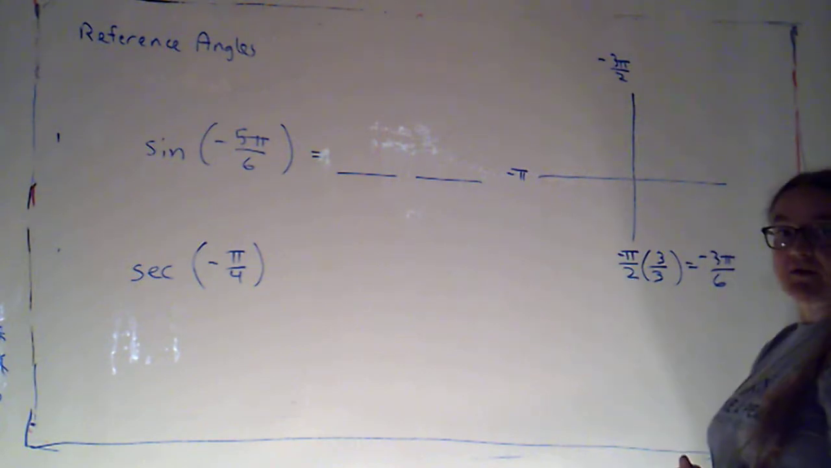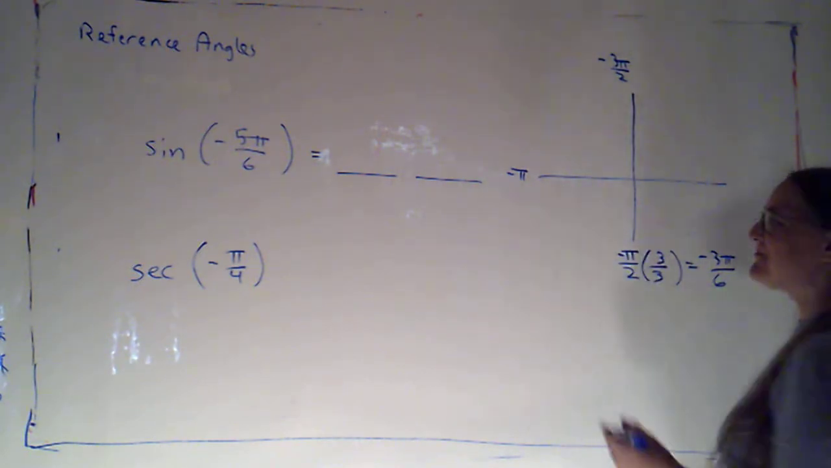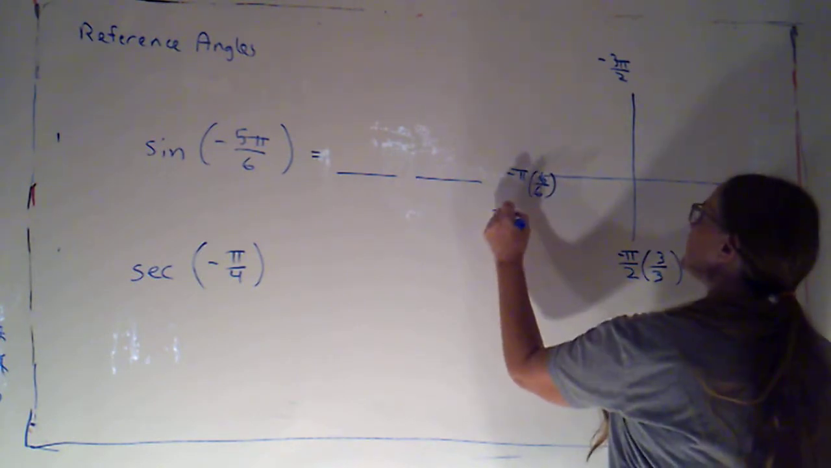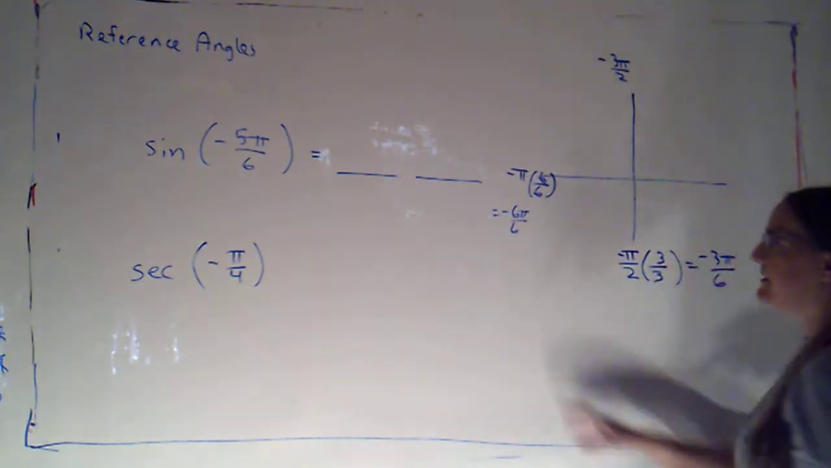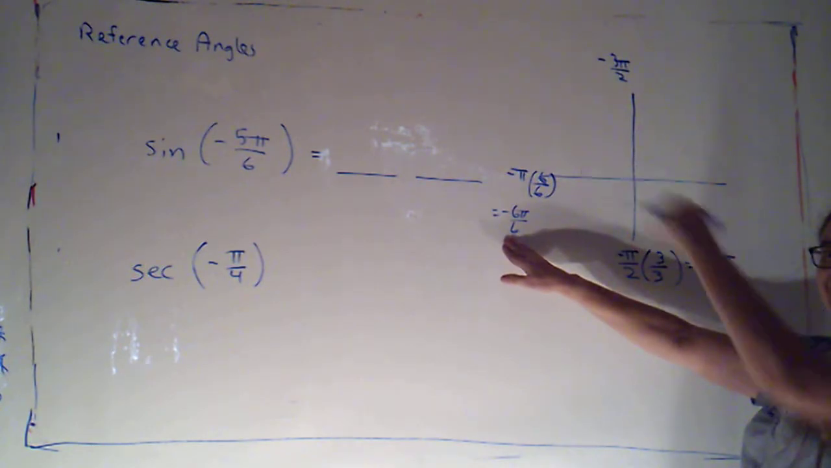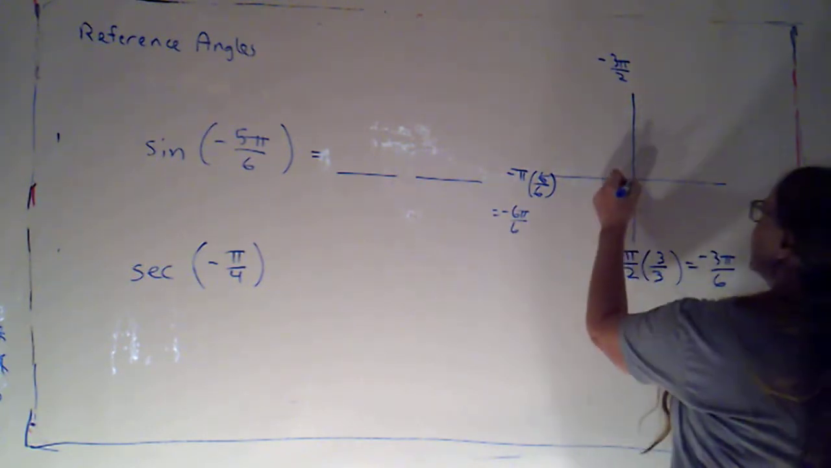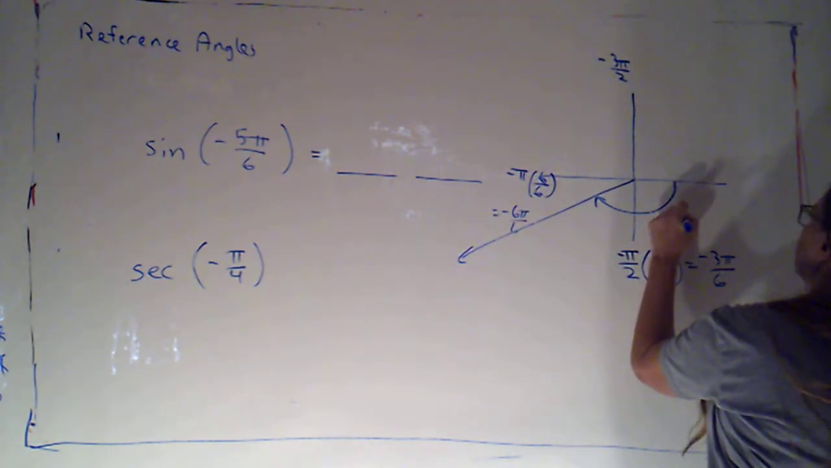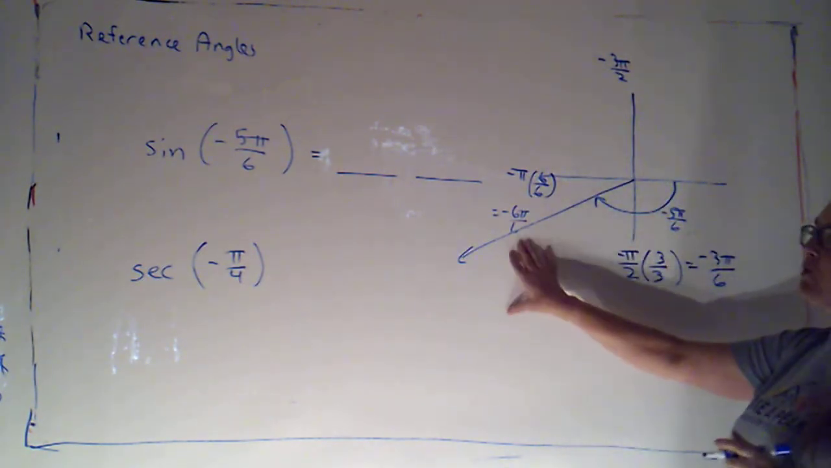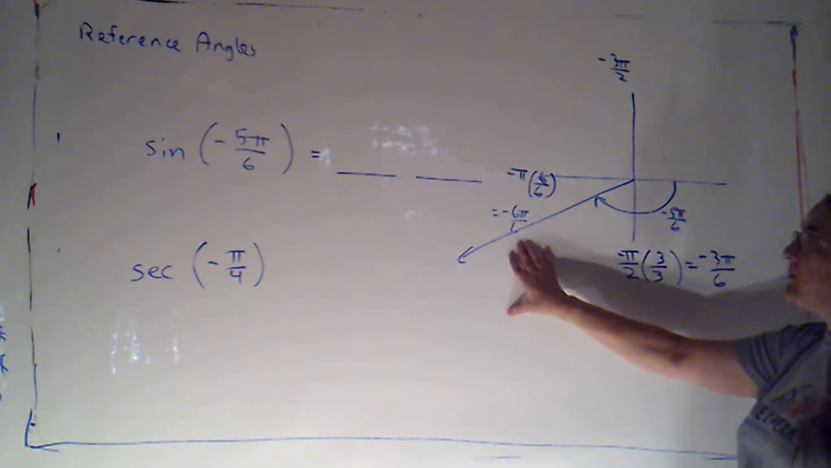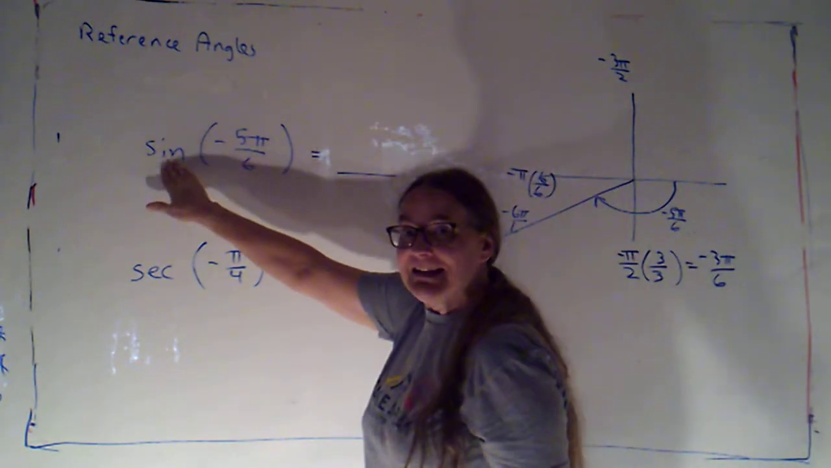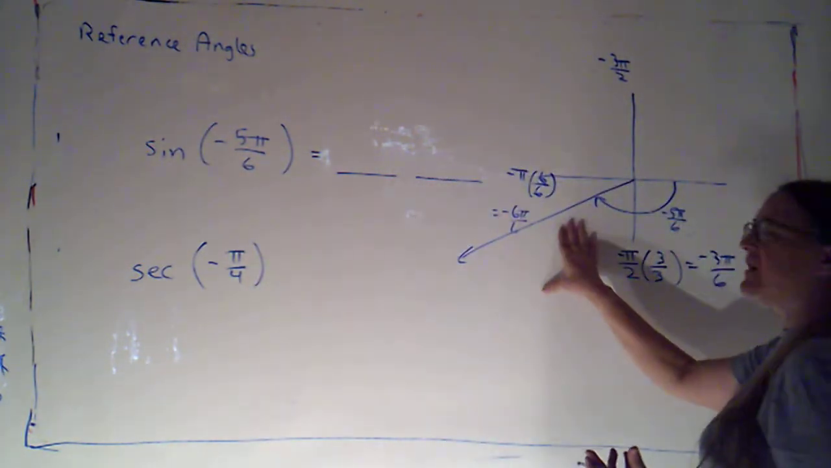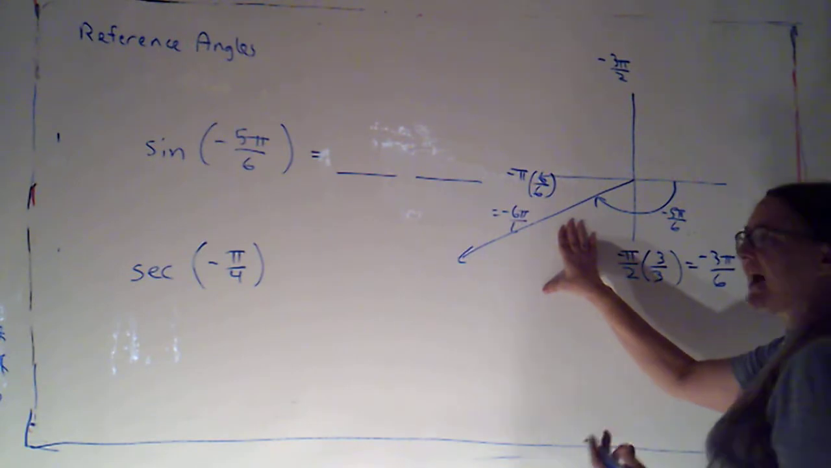Negative 5 pi over 6 is more negative than that. But negative pi, if I multiply that by 1 in the form of 6/6, that's negative 6 pi over 6. That's rotating past negative 5 pi over 6. So I can see that negative 5 pi over 6 is going to put me in quadrant 3. Now, we're looking at sine. That's the y value on the unit circle. In quadrant 3, y is negative.